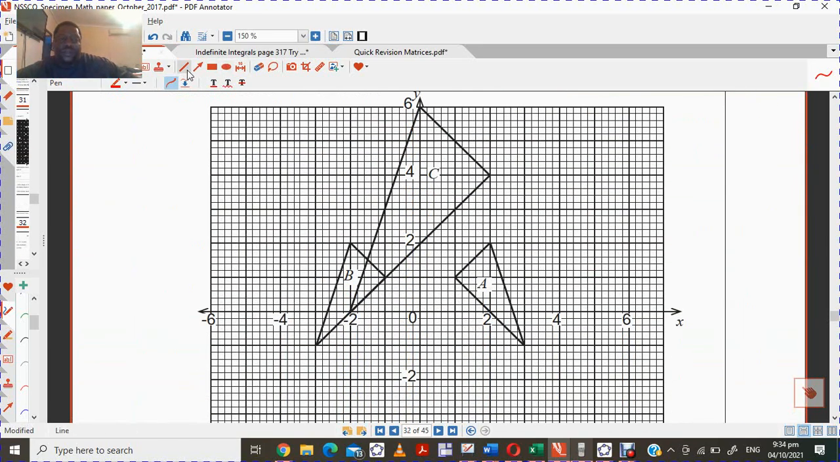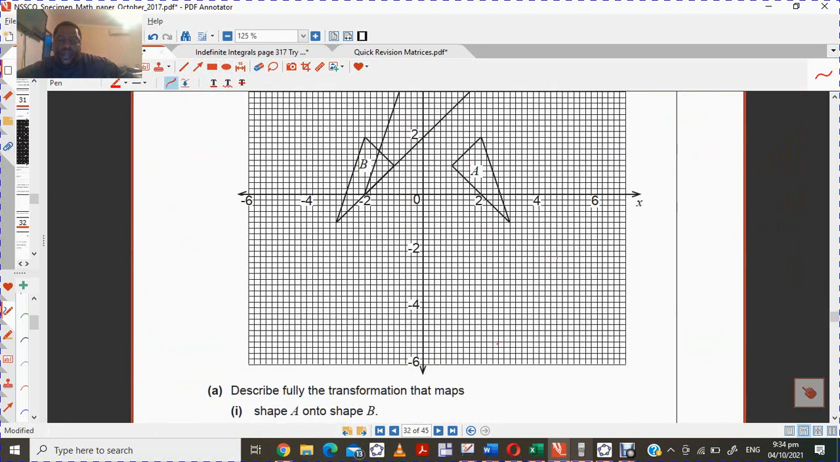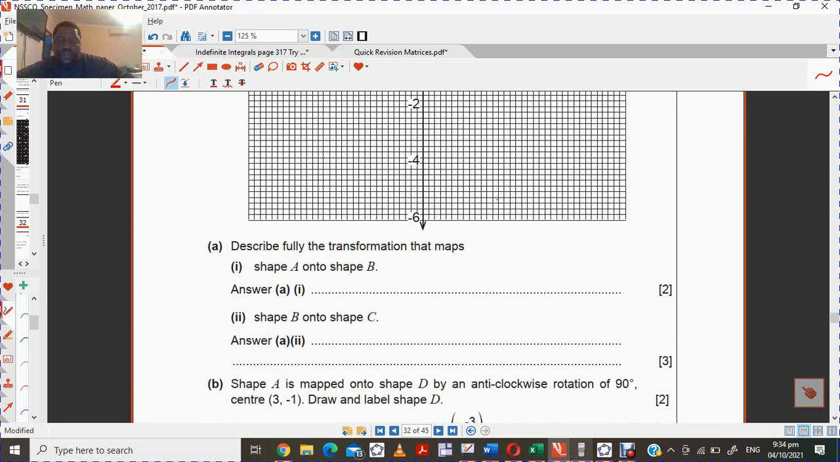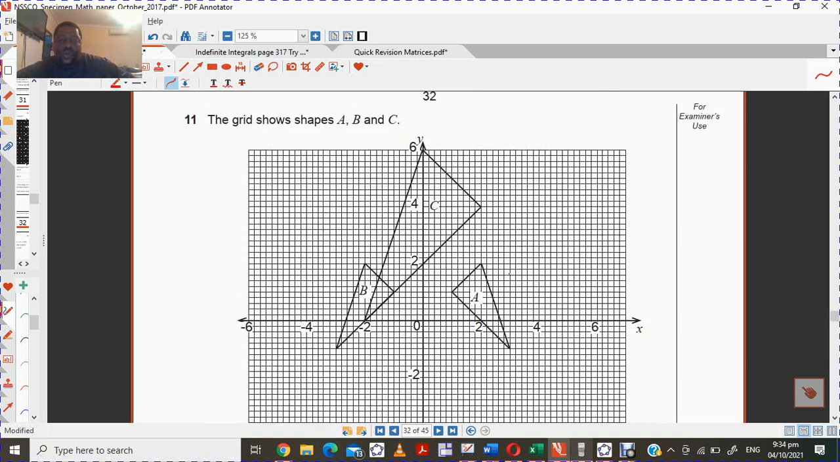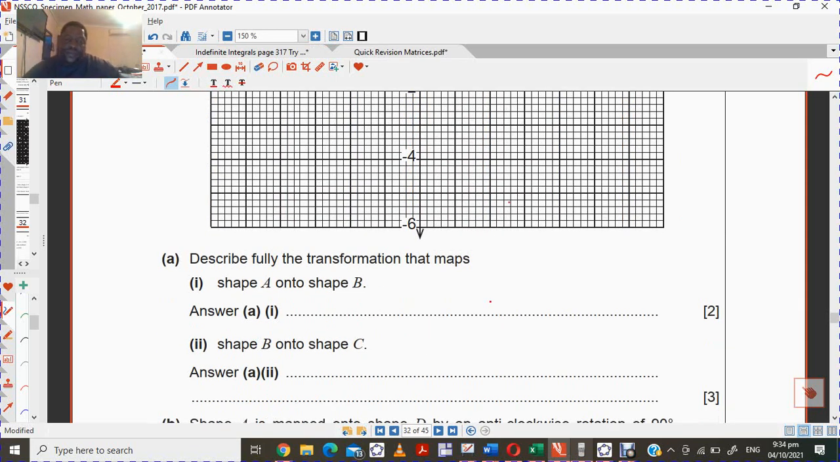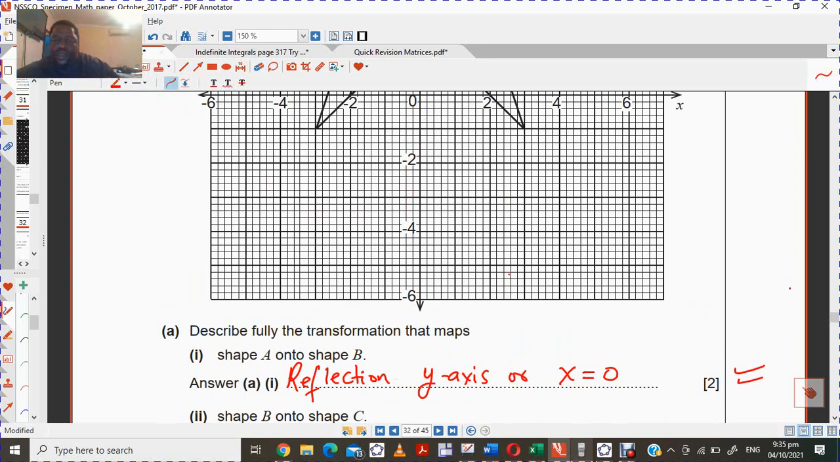Right, so we get to question 11. It's about transformations, and you should make sure that you understand. First you have to describe fully the transformation that maps A onto B. When you compare A to B, you would see it's a reflection, and the line of reflection is the y-axis. The 2 marks require a full description. Please don't write reflection with an X. You get a mark for writing reflection. And we said it is the y-axis, or you can just say the line x equals 0.